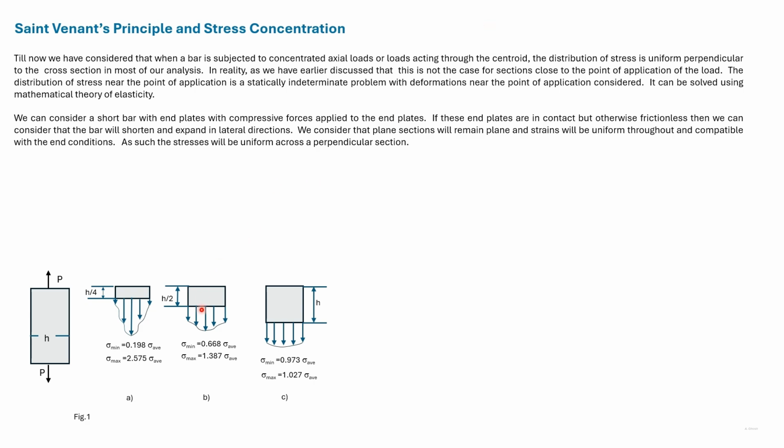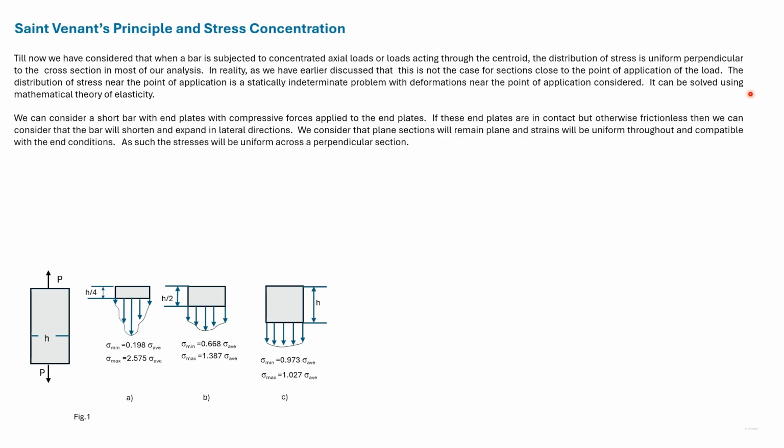Consider another section at h by 2 from the edge. Here sigma max by sigma minimum is more than 2. Stress variation has become more even. Now consider a perpendicular section at a distance h from the edge. As we can see here, the stress distribution is nearly even. This is Saint Venant's principle.